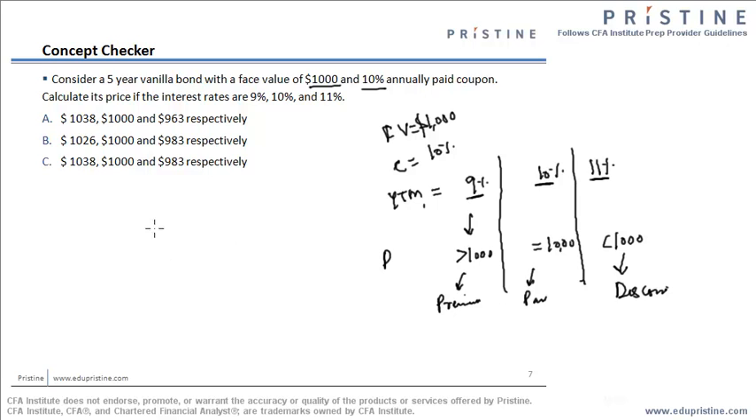So let's go to the options now. First says a premium bond, second is par bond, third one is a discount bond. So it seems to be correct, but let's go to the other option. Again, premium, par and discount, and similarly premium, par and discount. So all the three options can be correct. So let's solve the questions now.